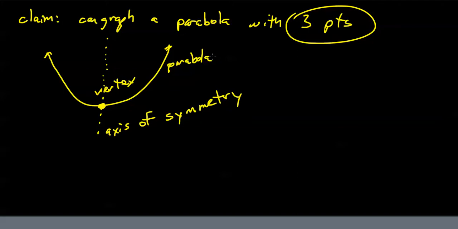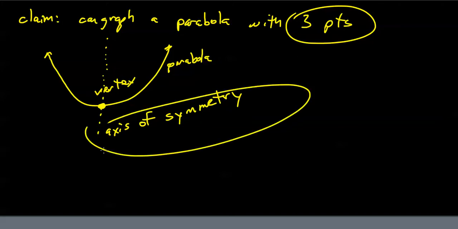Alright, so on the way to graph our parabola, we're going to be finding the axis of symmetry. I'll show you how to do that. We're going to be finding the vertex, and then we're going to be finding two what we call symmetric points that'll give us an idea of how wide or narrow the parabola is.